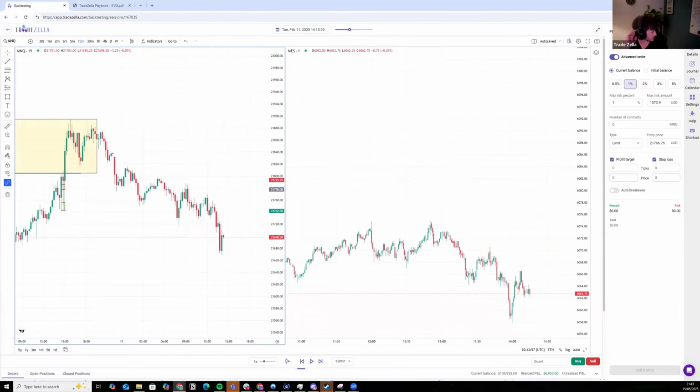How do you know when to put your stop loss? You have such huge displacement, moving profits very quickly. I'll show you that on the next example.